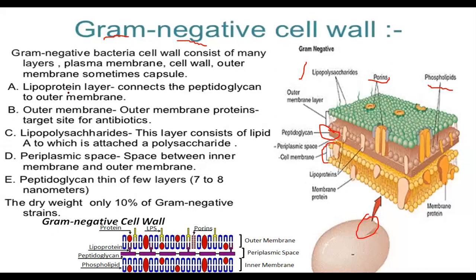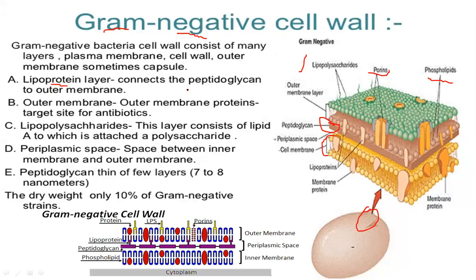So if we see, the first one is lipoprotein. This lipoprotein layer connects the peptidoglycan to the outer membrane. Outer membrane proteins are target sites for antibiotics. They target this one because this is the connection. By that, the connection is disturbed, and this cell wall is degenerated.